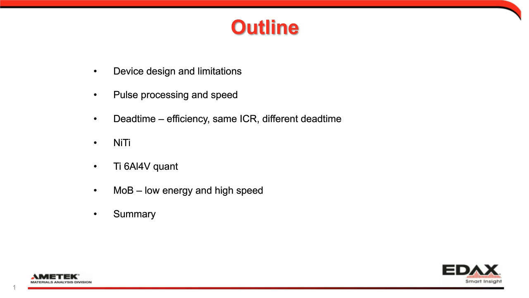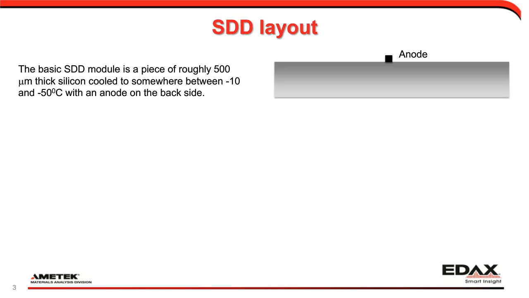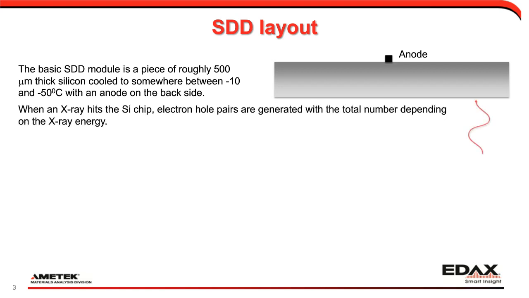But to get started, the silicon drift detector is basically a piece of silicon, about 500 microns thick, and we cool it down to somewhere between -10 and -50 degrees Celsius, depending on the exact module. And on the backside, we connect it to an anode where we capture the signal. We detect X-rays, but what happens when the X-rays hit the silicon chip is that we generate electron hole pairs inside the silicon chip itself. So basically the point of the silicon is to convert the X-rays into electrons.